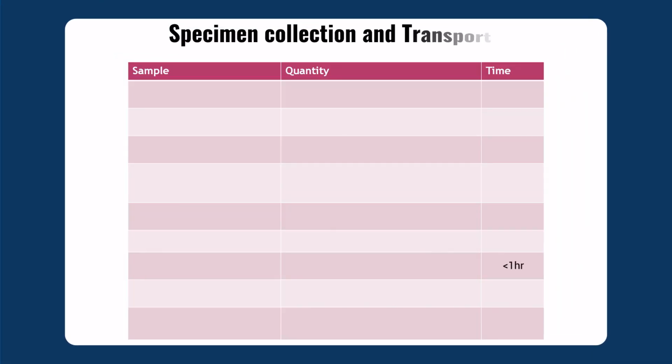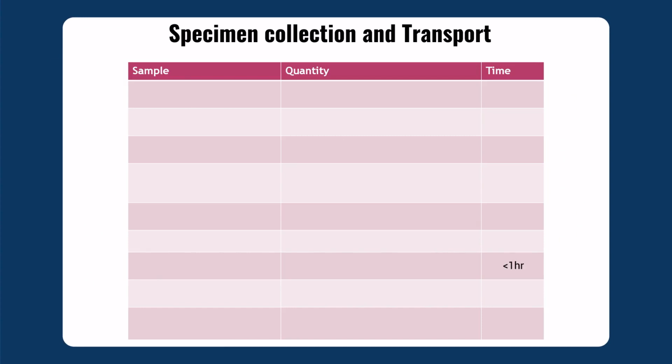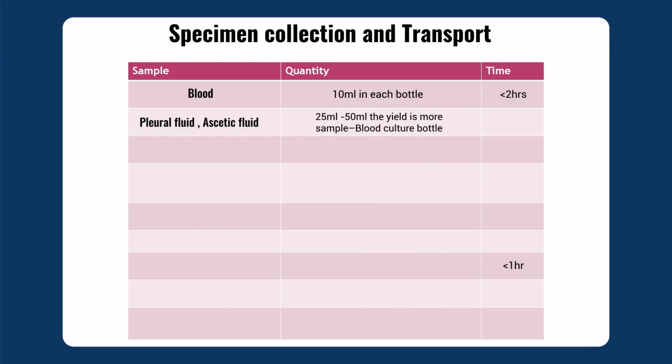Specimen collection and transport. So which collection, when it has to happen, and within what time it has to reach the lab. If it is a blood culture, minimum 10 ml of sample has to be collected per blood culture bottle, and it has to reach the lab within 2 hours. If it's a pleural fluid or ascitic fluid, collect as much quantity as possible, minimum 25 to 50 ml. If the quantities are less, you can put them in a blood culture bottle, but make sure it reaches the lab within 15 minutes. If it's a CSF, for mycobacteria, it is 5 to 10 ml. If it's normal bacteria, 3 to 5 ml, it should reach within 15 minutes.